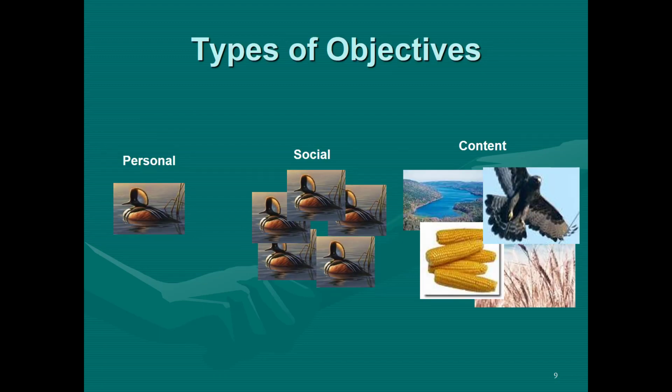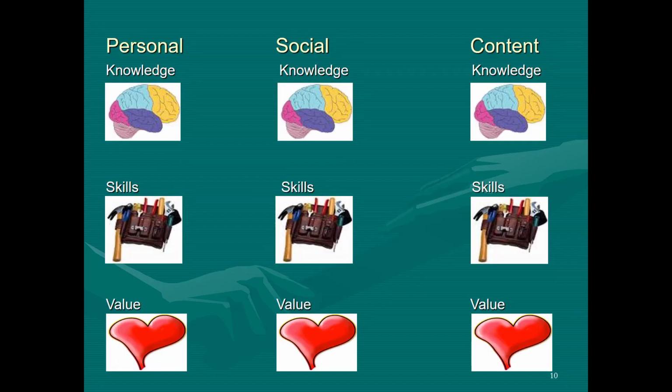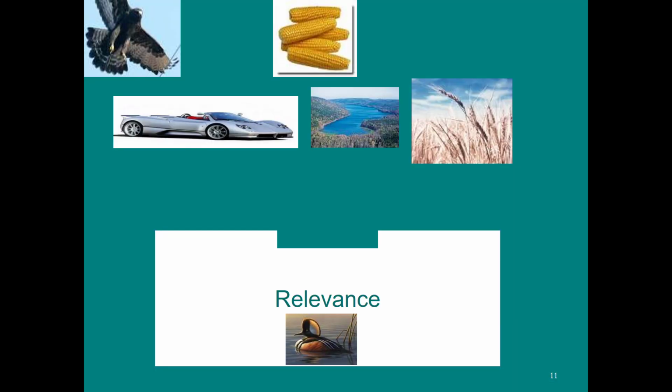Okay. There are 3 kinds of objectives: personal, social, or content. So if they deal with the individual student, they're personal. With the group setting, they're social. And with some content, of course, they're content related. And 3 types of each of these: knowledge, skills, or values that you can teach.